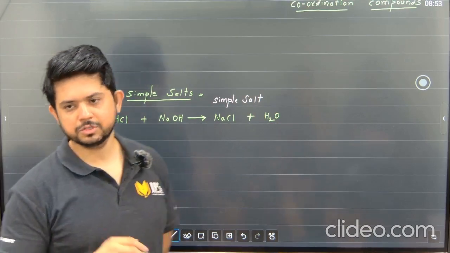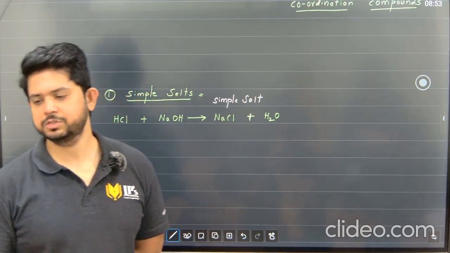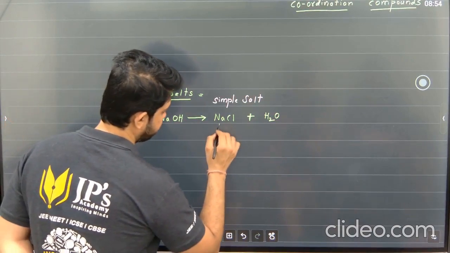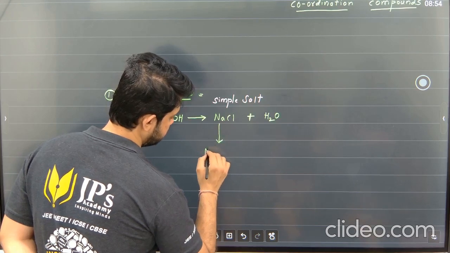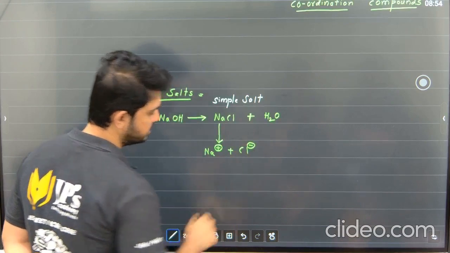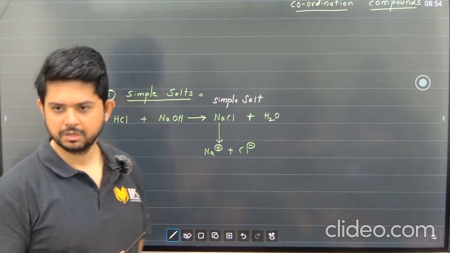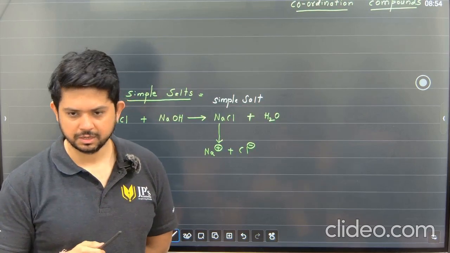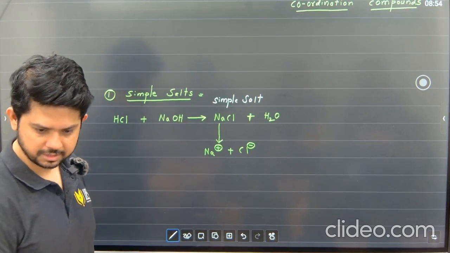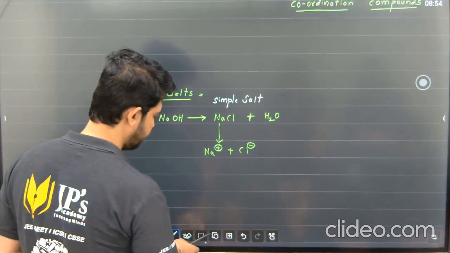Now you take this simple salt. In its aqueous solution, which ions will be present? Na plus and Cl minus. How do I know that these ions are present? कुछ टेस्ट कर सकते हैं. I think people have done test for cations and test for anions.